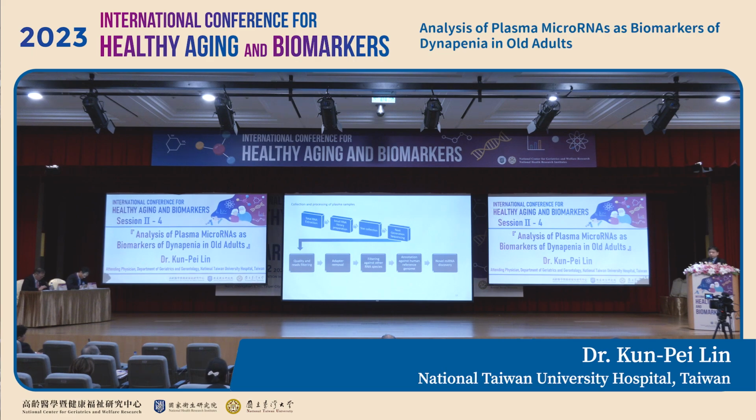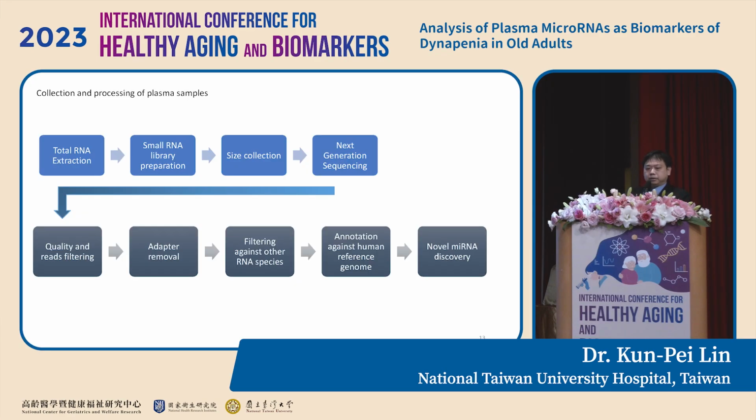When we collect the plasma for microRNAs, we will do total RNA extraction and small RNA library preparation. And then size selection, and we will do the most important step, next generation sequencing. After the next generation sequencing, we will perform quality and read filtering, adapter removal, filtering against other RNA species, and annotation against the human reference genome. And at the end, we may find novel microRNA discovery.